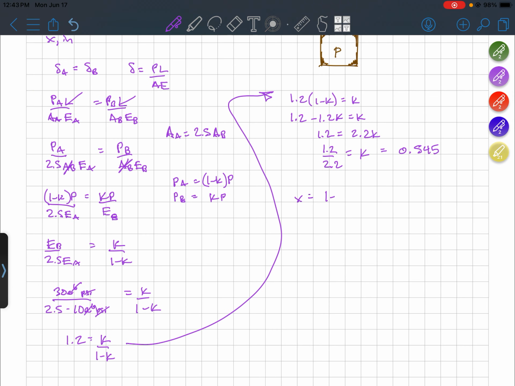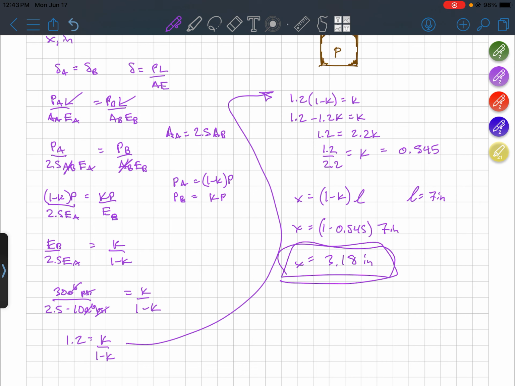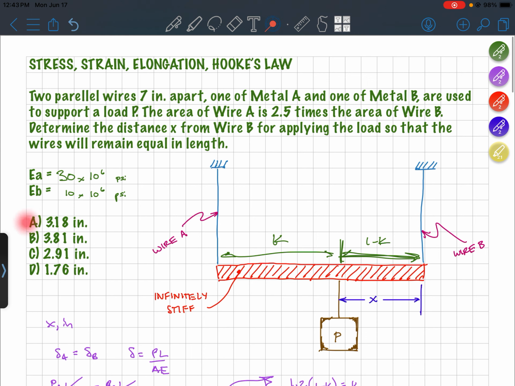X equals 1 minus K, which is a ratio of the entire length, L. Our length is 7 inches. So 1 minus 0.545 times 7 inches. X equals 3.18 inches. Do we have that as an answer? Let's look at our answer choices. Bam, we do. Excellent. Okay, good.